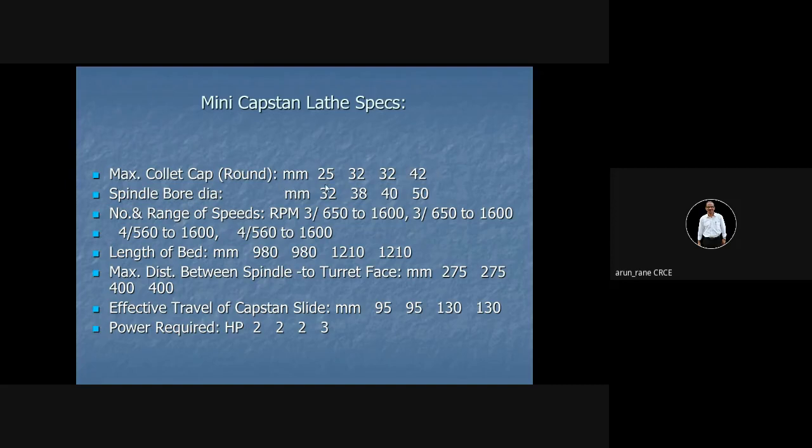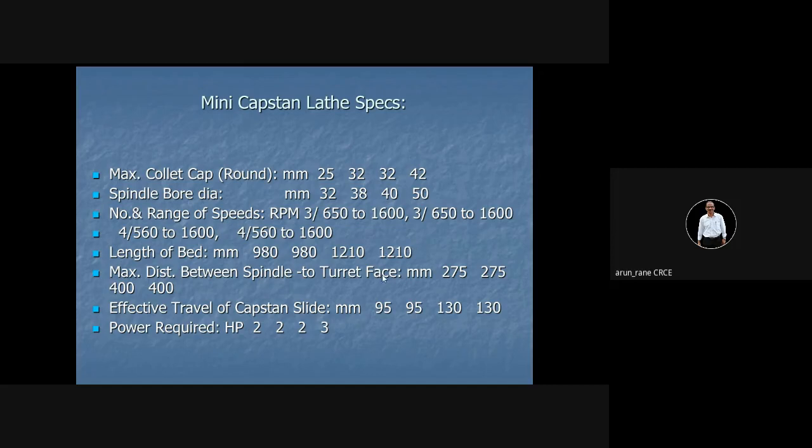Obviously the spindle bore has to be a little bigger than this, because if the spindle bore is also, say, 25, then a 25 round bar will not go in. So the capstan lathe is specified by the spindle bore as well as by the collet capacity. I will show you the picture of the collet. Then the length of the bed, that is nothing but the traverse.